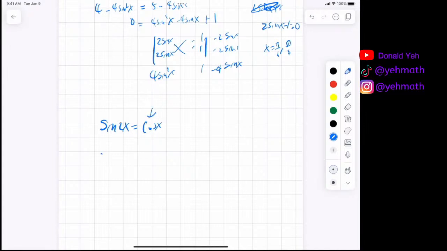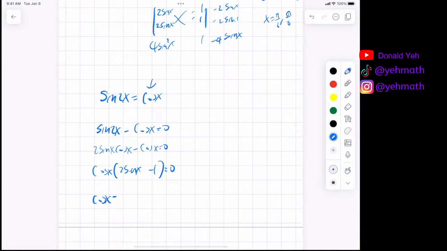So this question is on the test, right? Sine of 2x minus cosine of x equal to 0. 2 sine of x cosine of x minus cosine of x equal to 0. Factor out cosine of x: 2 sine of x minus 1 equal to 0. Cosine of x equal to 0, or 2 sine of x minus 1 equal to 0. Sine of x equal to 1 half. x is equal to pi over 2, 3 pi over 2, and x equal to pi over 6 and 5 pi over 6. And if you check the graph, everything's going to be there.